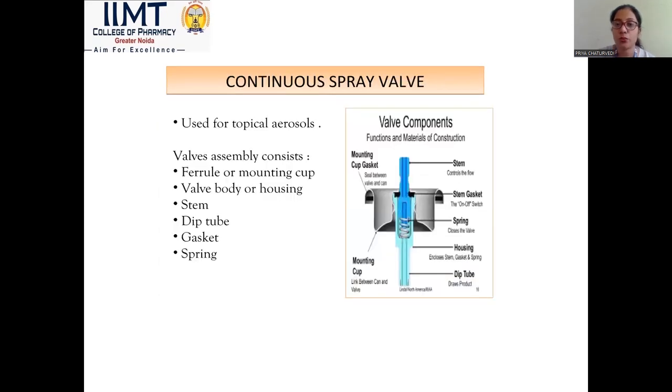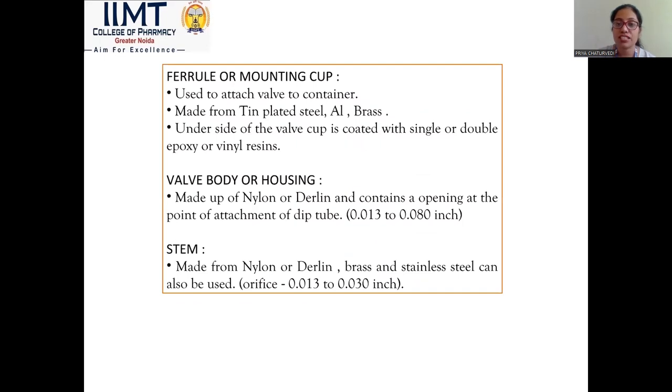Now coming to the continuous spray valve. This continuous spray valve is basically used for topical aerosols. The valve assembly consists of the mounting cup, the valve body, stem, dip tube, gasket, and the spring. The mounting cup is used to attach the valve to the container. It is made from tin-plated steel, aluminium, or brass.